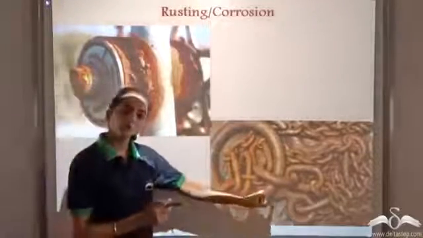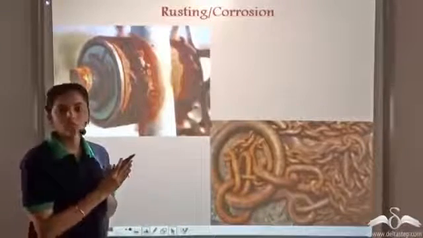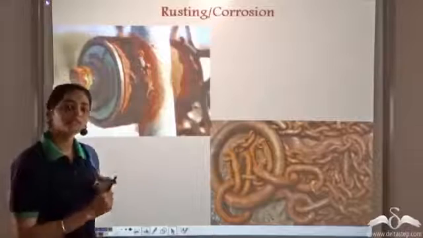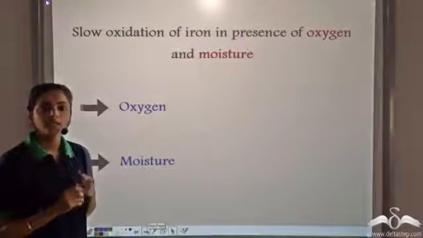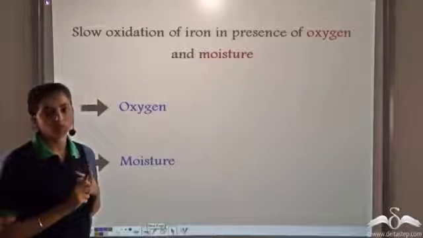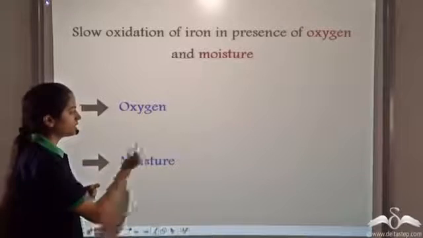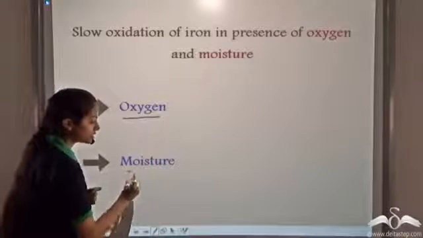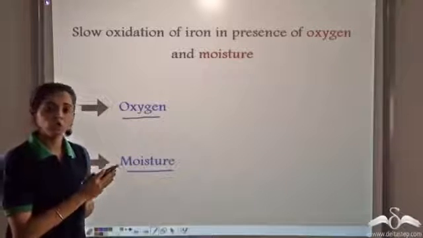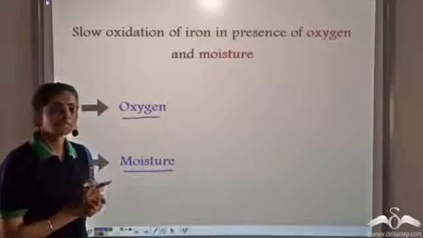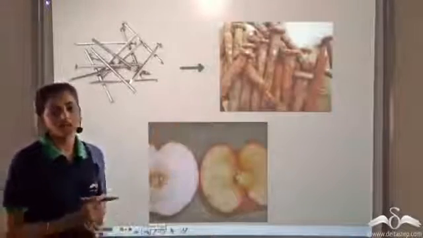The browning of substances made up of iron is what we call rusting or corrosion. This reddish brown coating on iron articles is known as rusting or corrosion, and this is because of the slow oxidation of iron in the presence of oxygen and moisture. So in the presence of both oxygen and moisture, iron gets oxidized to form rust.